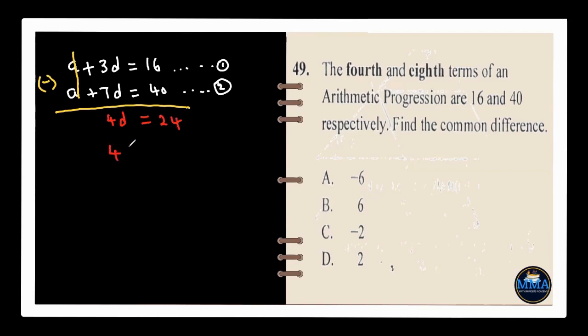So you divide by 4. You have 24 over 4. And here, your D comes out to be 6. And that's option B. We proceed to question number 50. That's the last question for today's tutorial class.